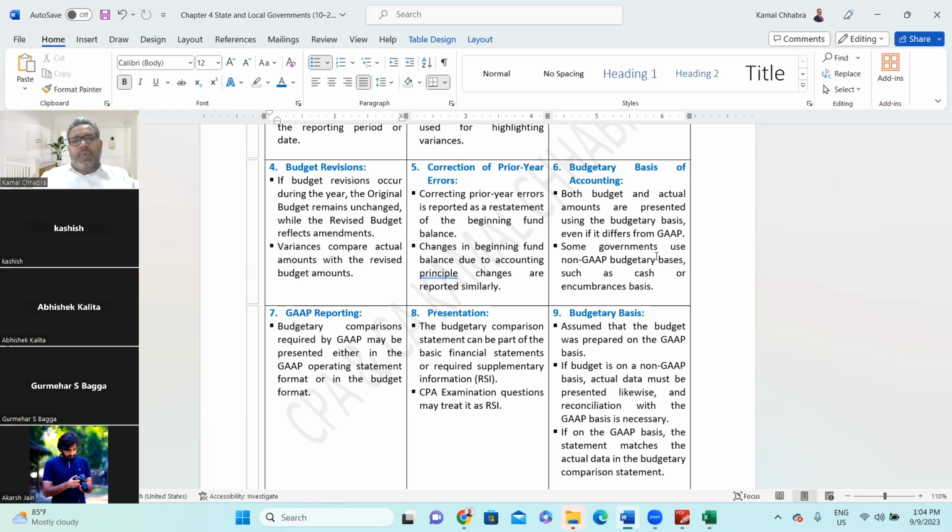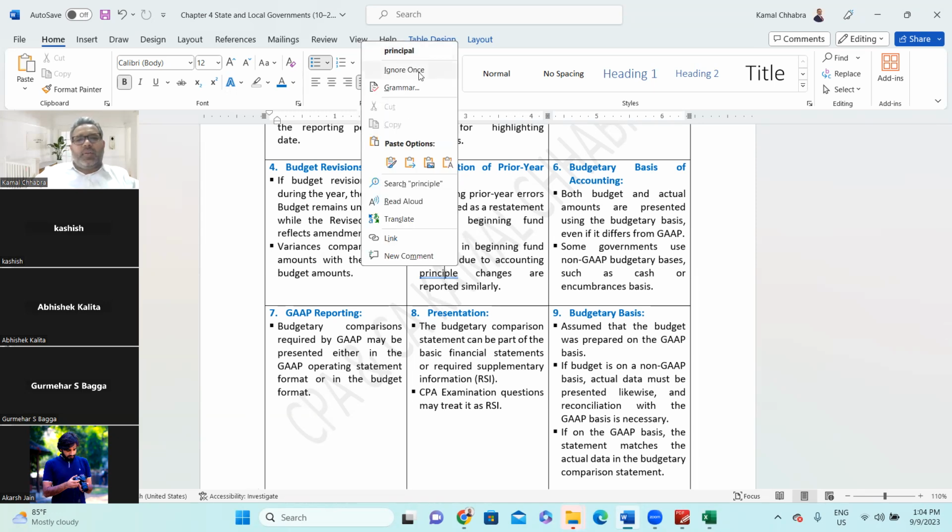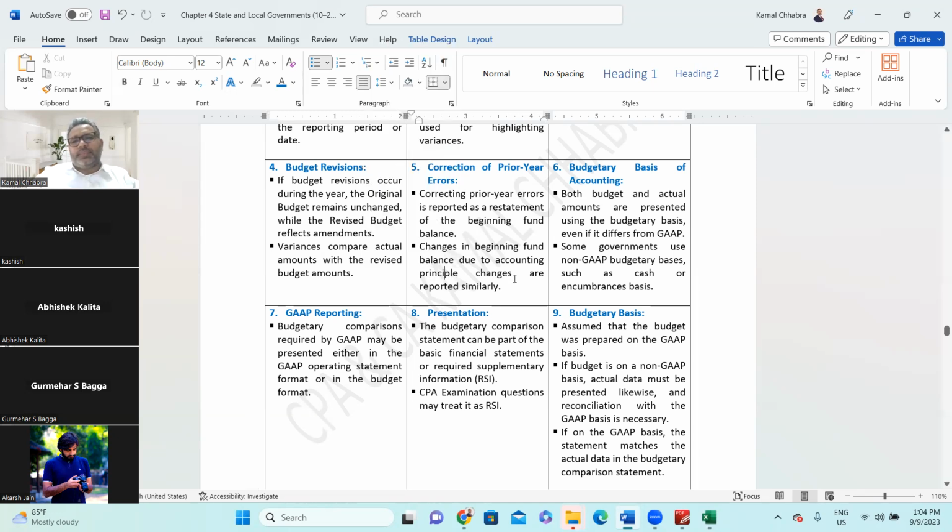So correction of prior period error. First one is correcting the prior year error, reported as a restatement of the beginning fund balance. That means you can make the correction in the previous fund financial statement and update the opening fund balance. Second is change in the beginning fund balance due to accounting principle change, reported similarly, like how we were discussing earlier, retrospective impact, right?